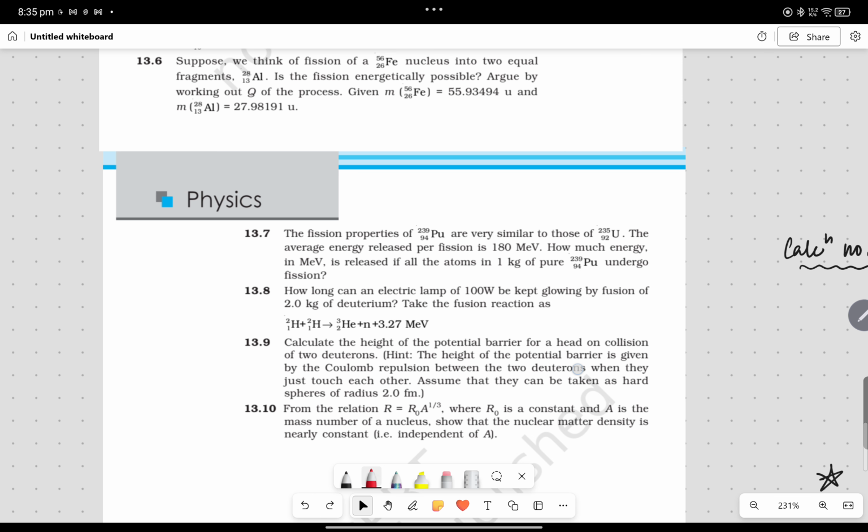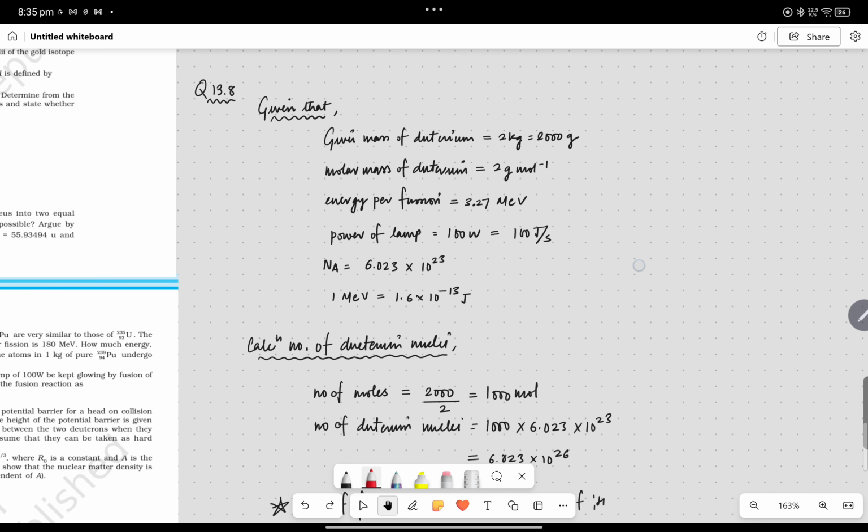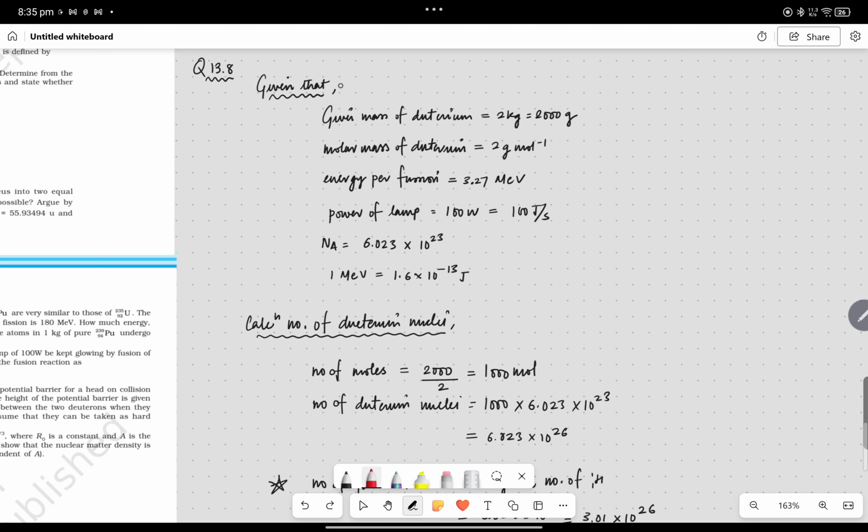Okay, so now let's solve this question, and we are going to solve it as an explanation for board examination. The same way you can write this answer in your examination. First of all, you have to write the given section, and in that you have to write the mass given for deuterium, then the molar mass of deuterium, then the energy per fusion reaction, then the power of the lamp, 100 watt, that is 100 joule per second, meaning 100 joule of energy is utilized per second. Then the Avogadro number, and how we convert mega electron volt into joules.